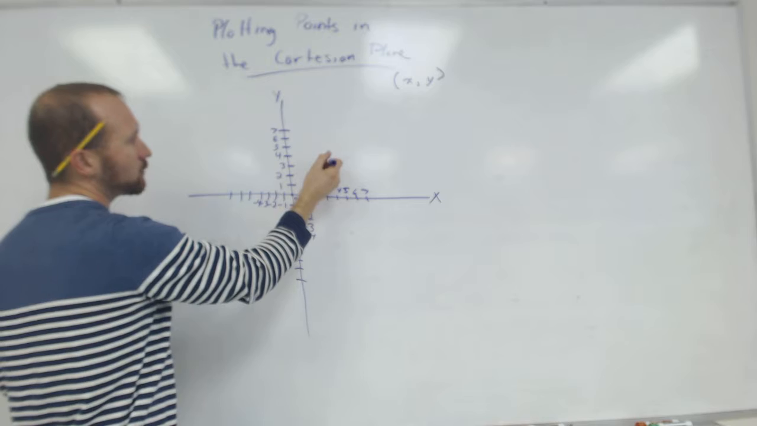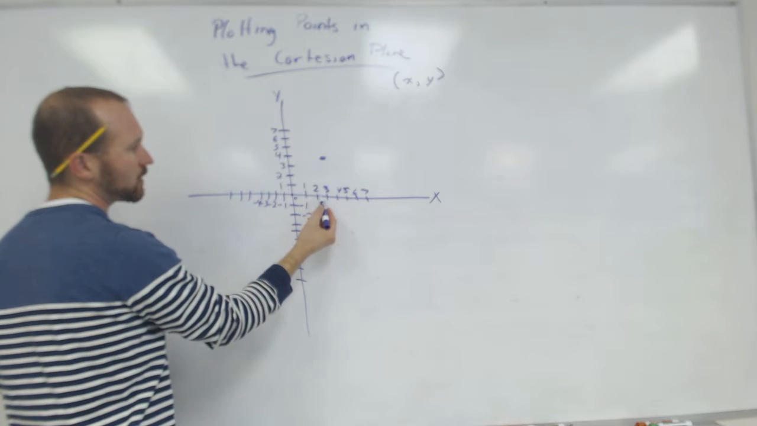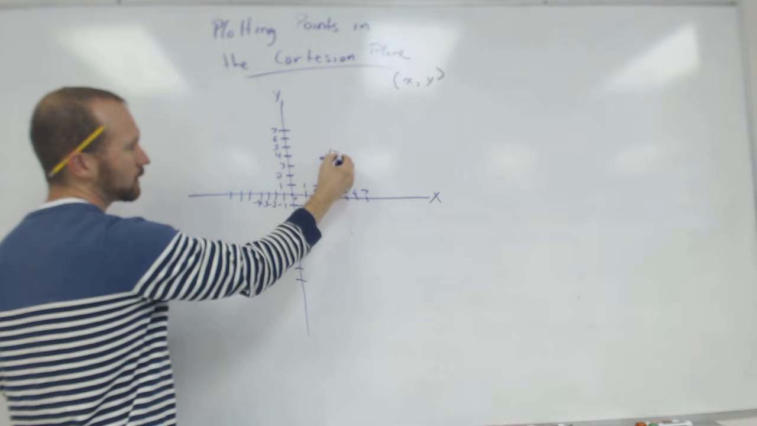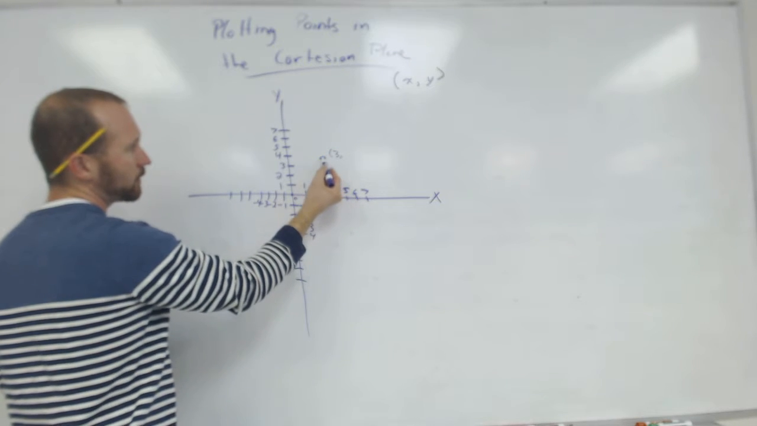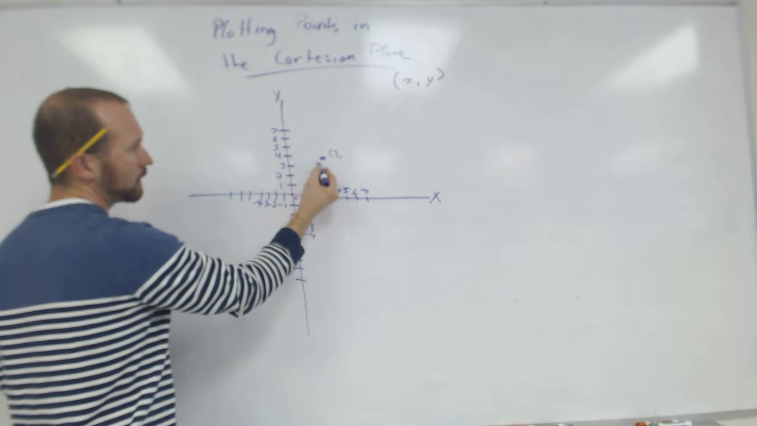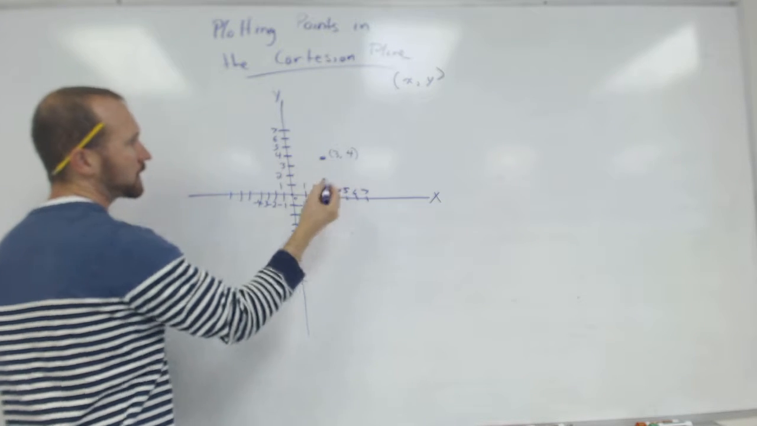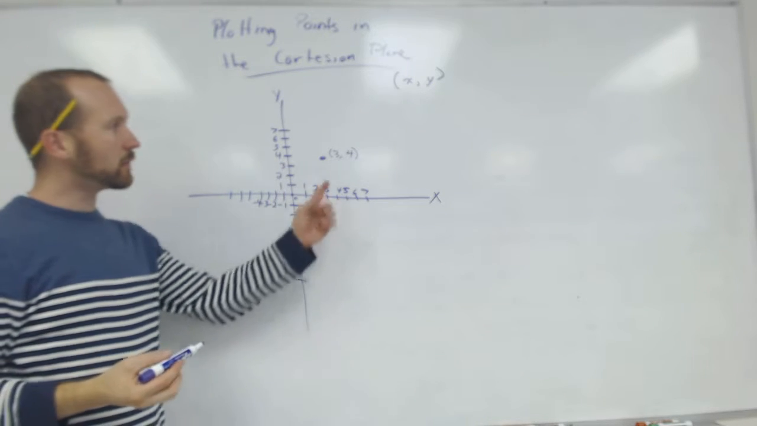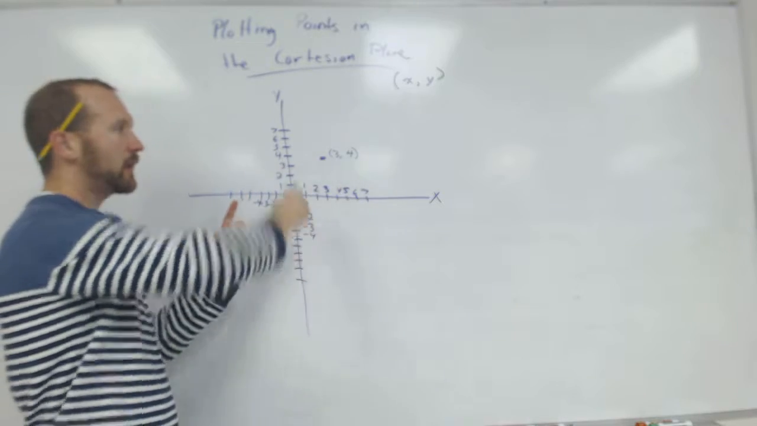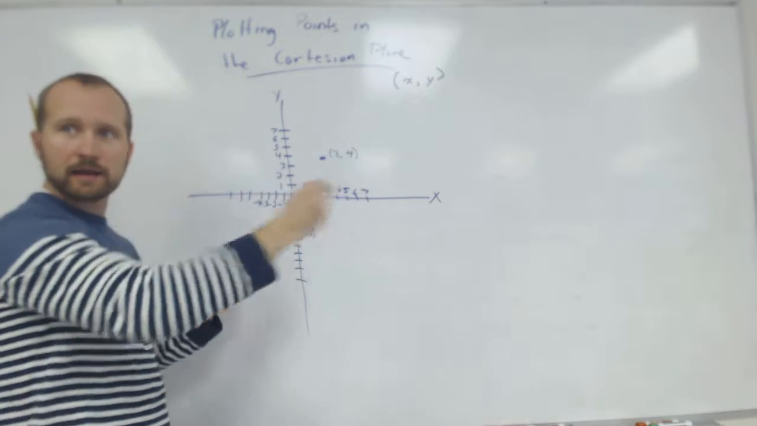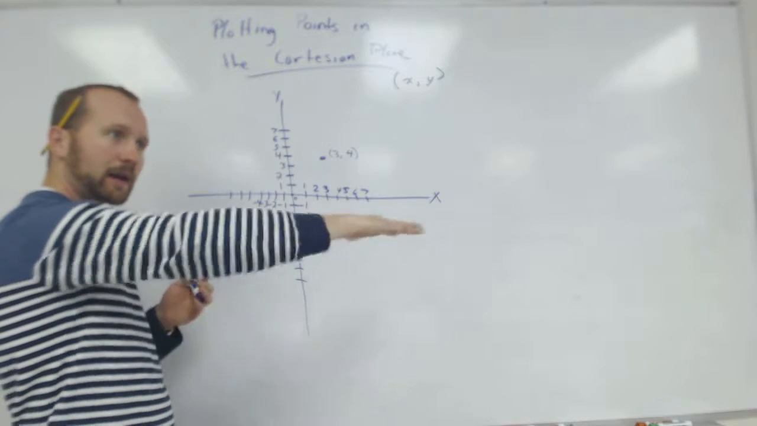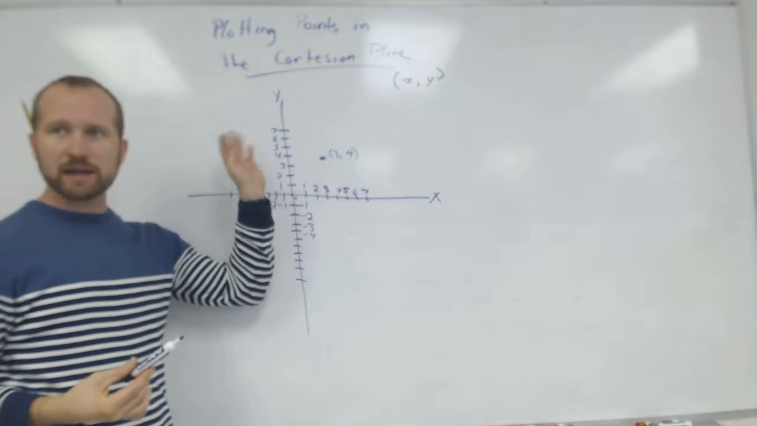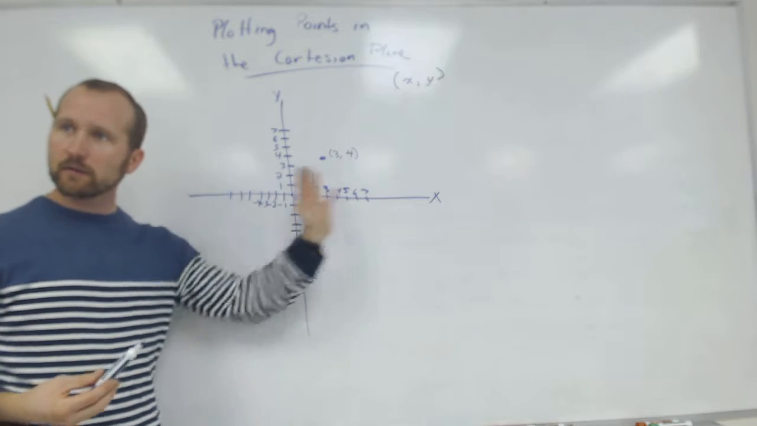So for example, this point right here, its x coordinate is 3, because it lines up with the 3 on the x-axis, and its y coordinate is 4, because it lines up with the 4 on the y-axis. So one thing to remember is x, then y, right? X, then y. It's alphabetical order. The first is x, the second is y, right?